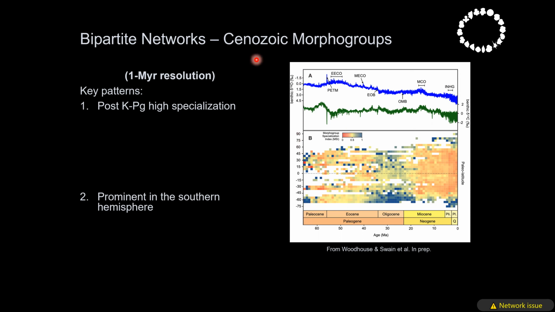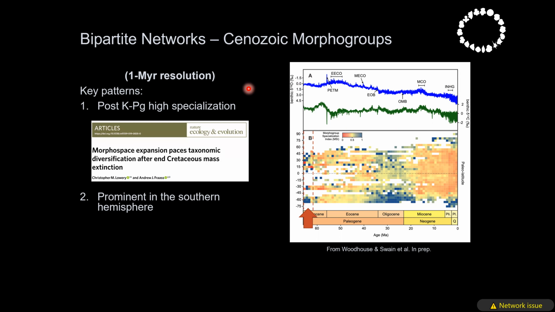Just looking at this very briefly, we can already see very clear patterns sticking out. First off, immediately following the Cretaceous-Paleogene mass extinction, we appear to have generally high specialization across all latitudes, which is likely due to the fact that pretty much all planktonic foraminiferal species were annihilated across that boundary, and we only have our Guembelitriids and Hedbergellids within the macroperforate species surviving. So it took a while for species to regain that morphological diversity, as shown by Chris Lowery and Andy Fraass.